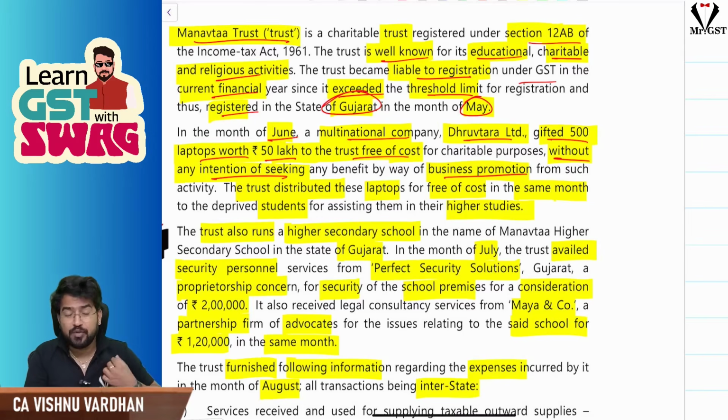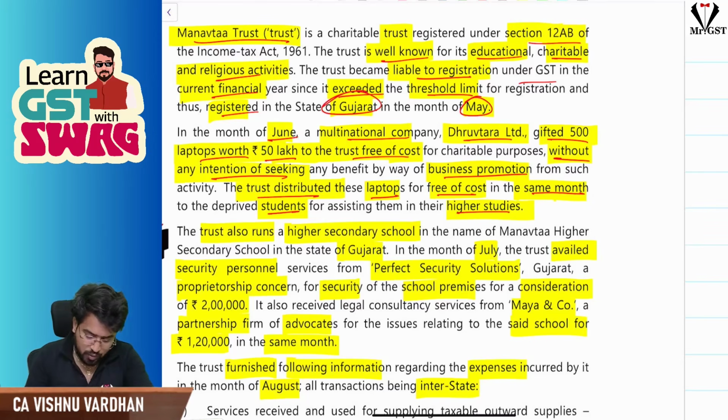So, the donation they are doing without any intention of seeking business promotion means this donation is not a supply, without consideration, no quid pro quo. The trust distributed these laptops free of cost in the same month to students who are economically backward, for assisting them in their higher studies. Okay, super. Then this is also not a supply, no consideration, no supply.